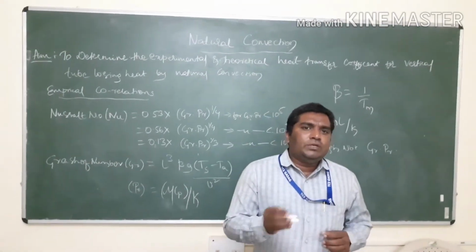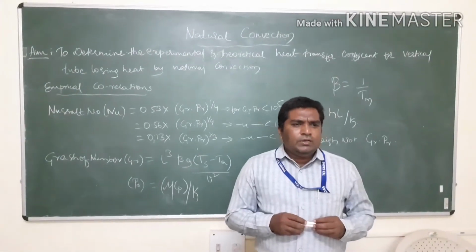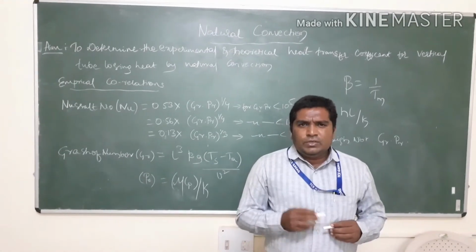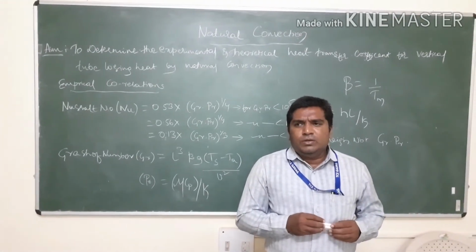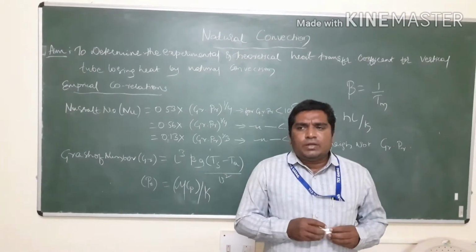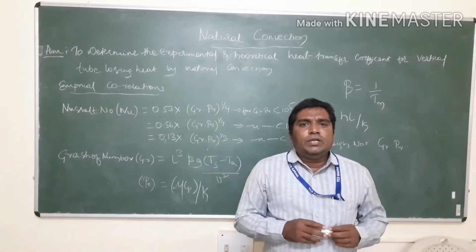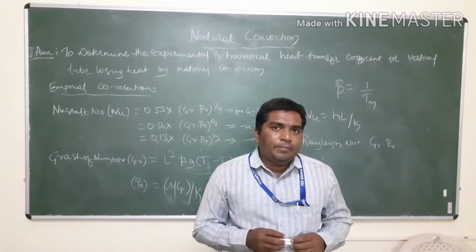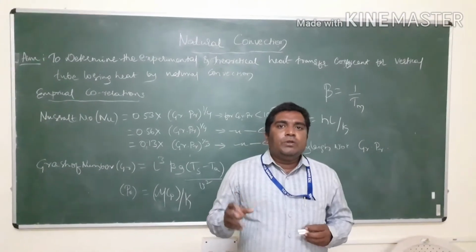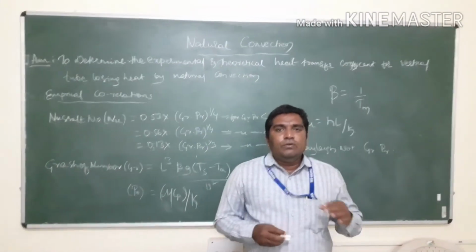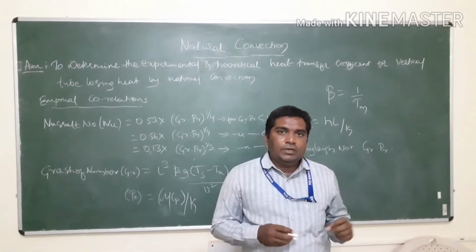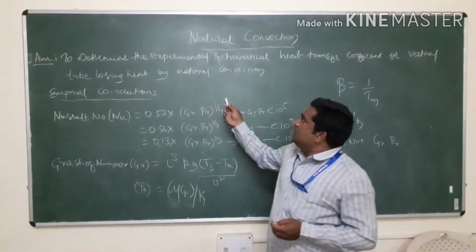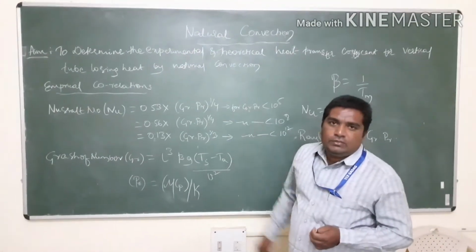So what is natural convection and forced convection? I think you already studied the convection topic in your theory classes. Natural convection is one in which the flow of air or gases is natural; there is no external force applied for the flow of air or the heat transfer medium. Forced convection is where we use some external force for the flow of fluid around the solid or the heat transfer medium. So today we will discuss the experiment on natural convection.